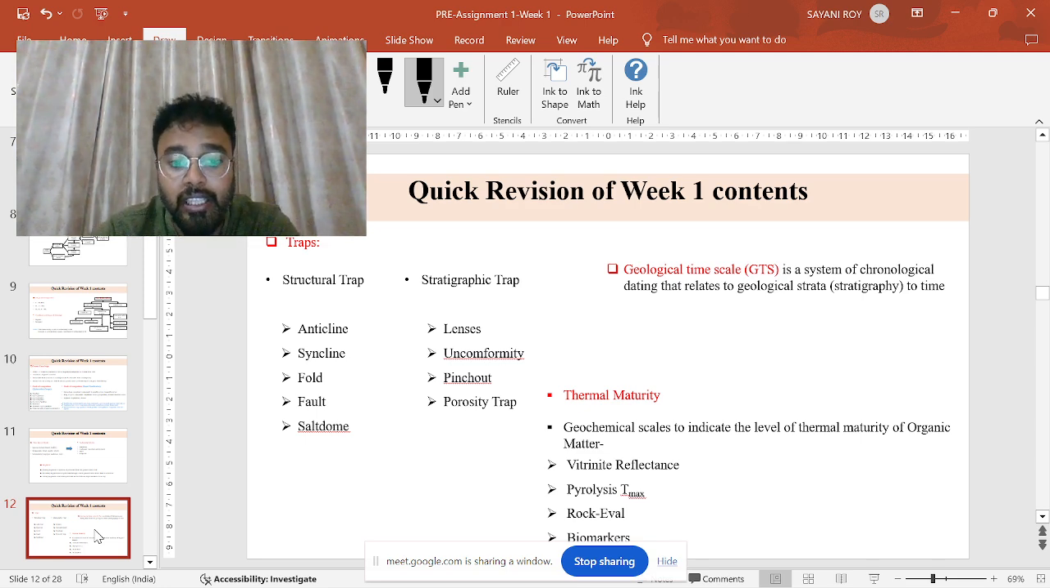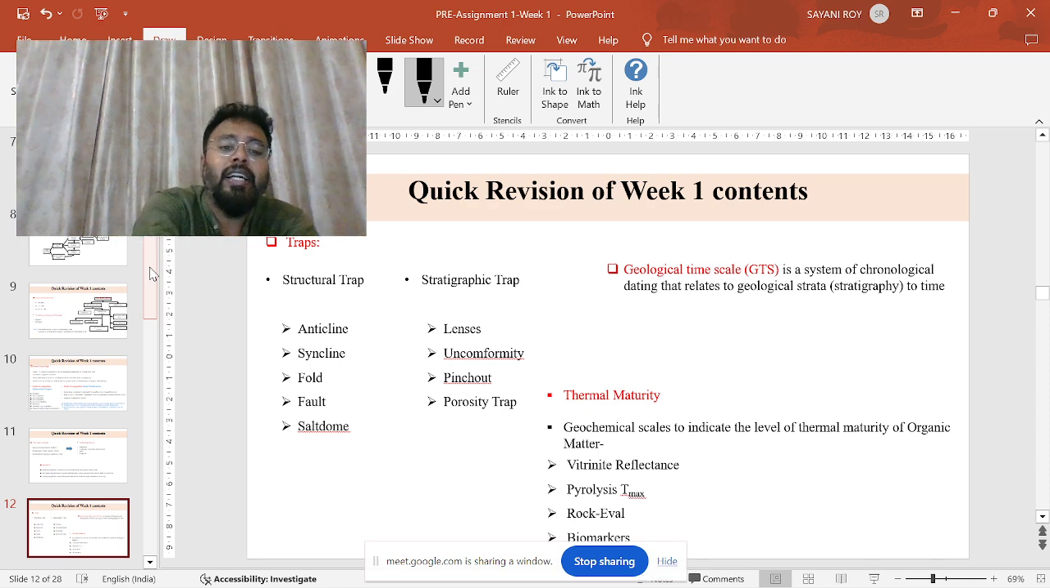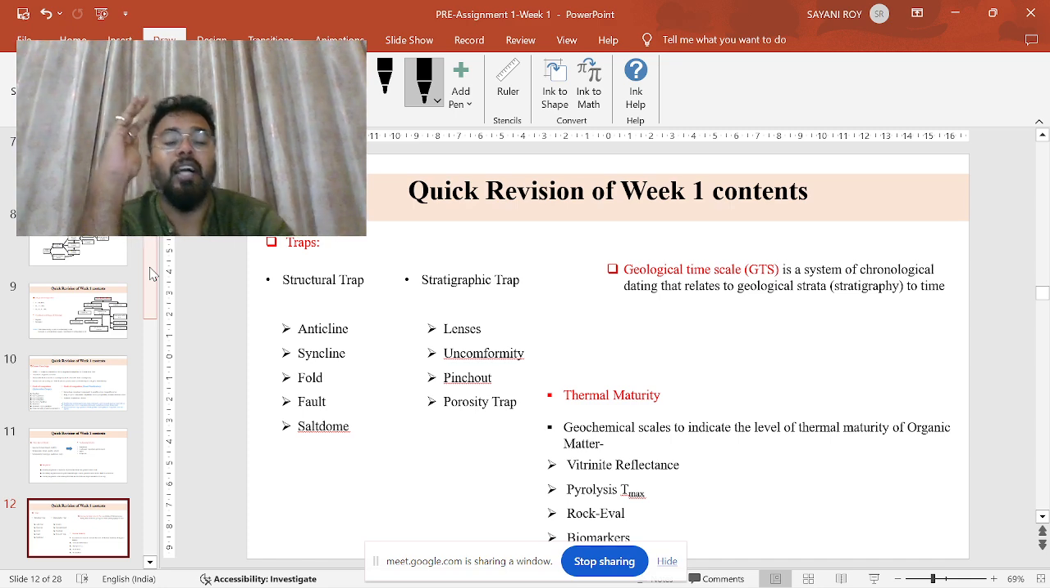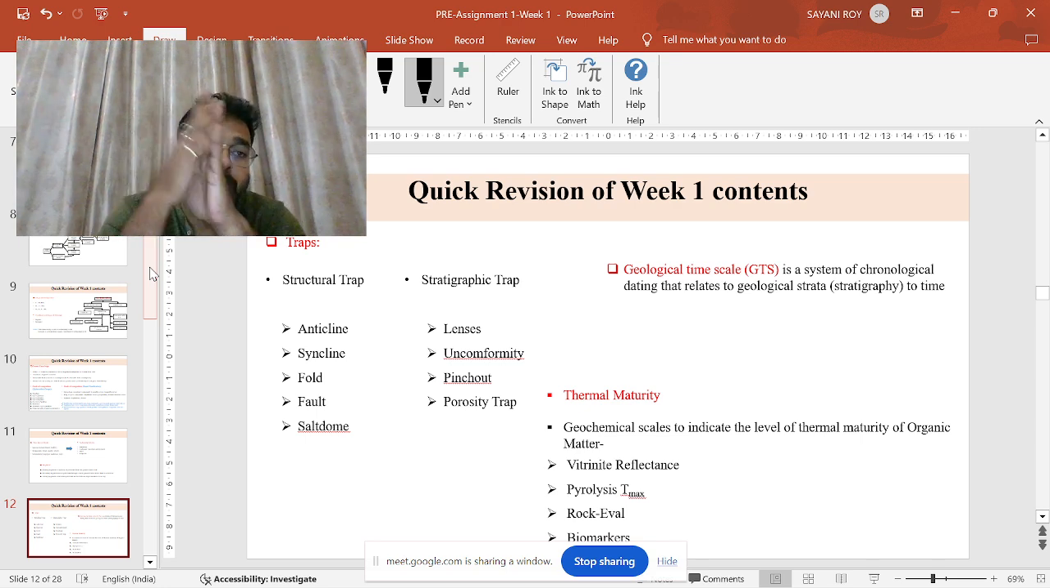I won't go into the detailed structure of all this because we have this assignment to do, and if we go into detail, it will take our whole class time. You can just say that this anticline, syncline, fold, fault, lenses, unconformity, these can all be found out through geological and geophysical surveys. Through geological surveys, you can see the surface of the earth crust, and geologists, not any common people, the geologists, they can identify the structure underneath by seeing the structure at the surface.